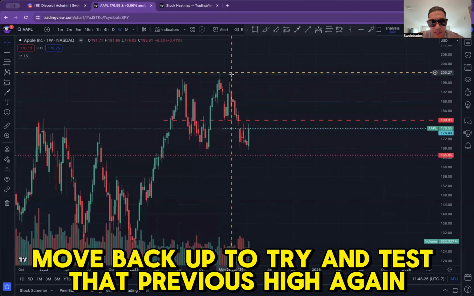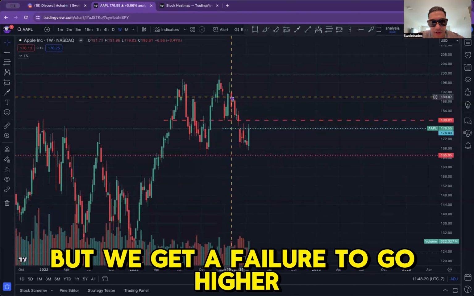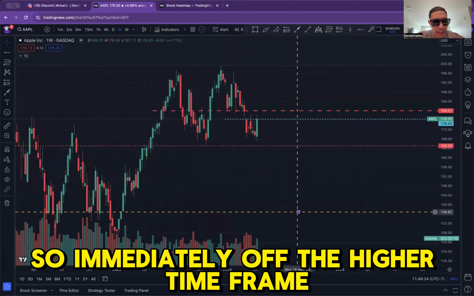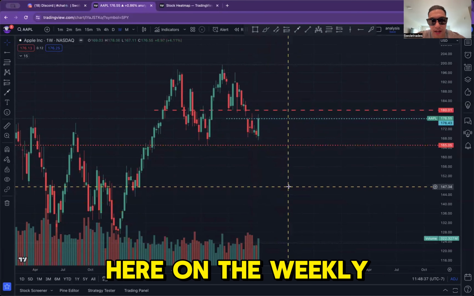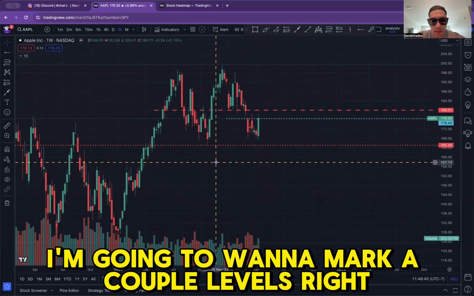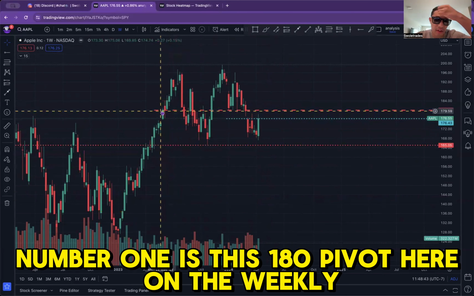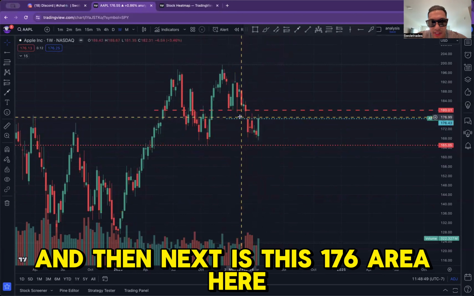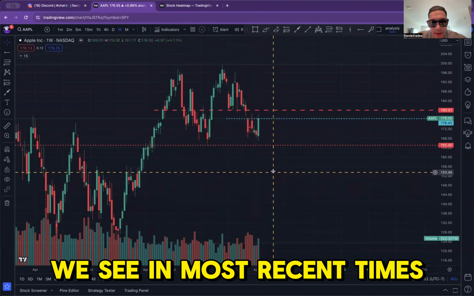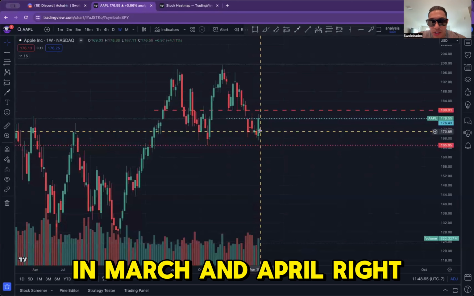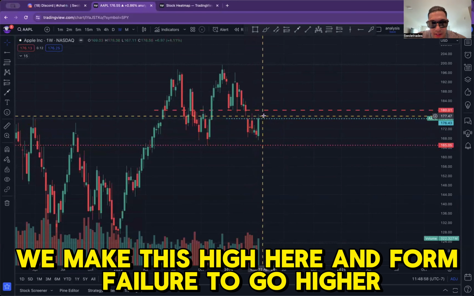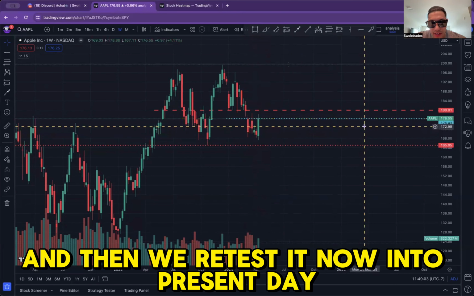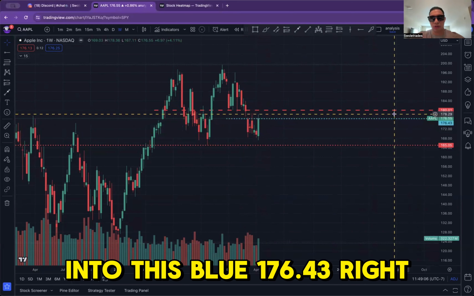We move back up to try and test that previous high again, but we get a failure to go higher, and then we start moving on this downhill slide. So immediately off the higher time frame here on the weekly, I'm going to want to mark a couple levels. Number one is this 180 pivot here on the weekly. Nice little level. And then next is this 176 area. In most recent times, in March and April, we make this high and form a failure to go higher, and then we retest it now into present day, into this blue 176.43.